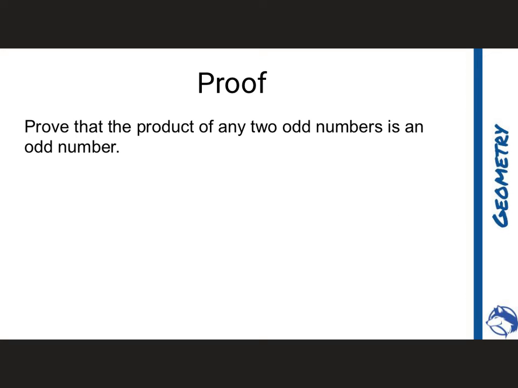So quickly before we move on to what counterexamples are, I want to show you a proof about how the product of any two odd numbers is an odd number. Well, we can say that an odd number can be written like 2n plus 1, where n could be any number, because if I plug in n as 0, I get 1. If I plug in n as 1, I get 3, 2, I get 5.